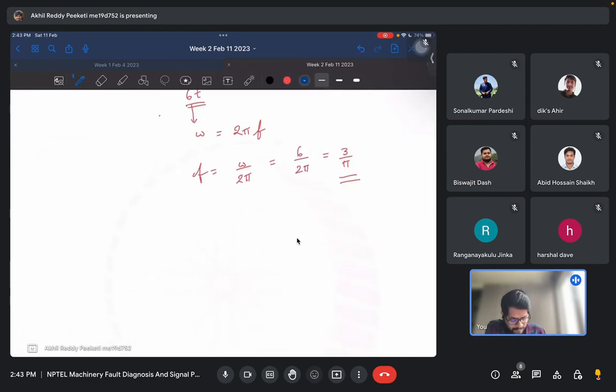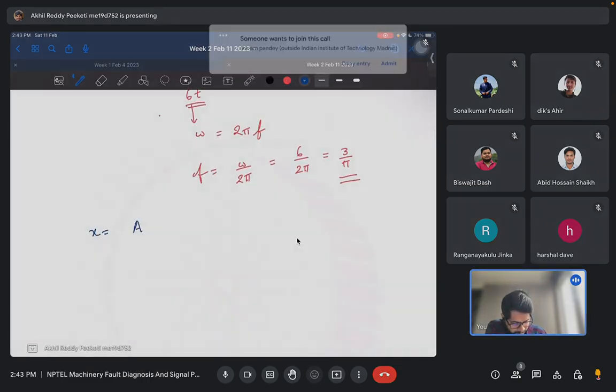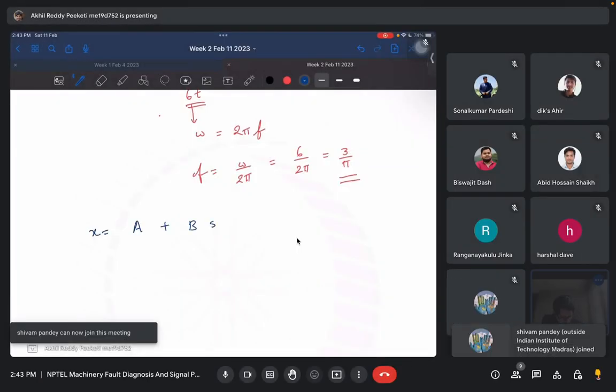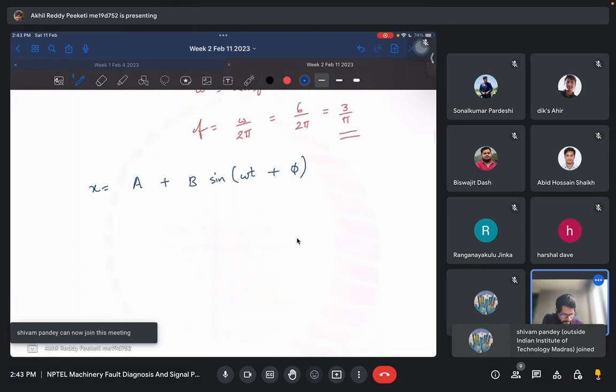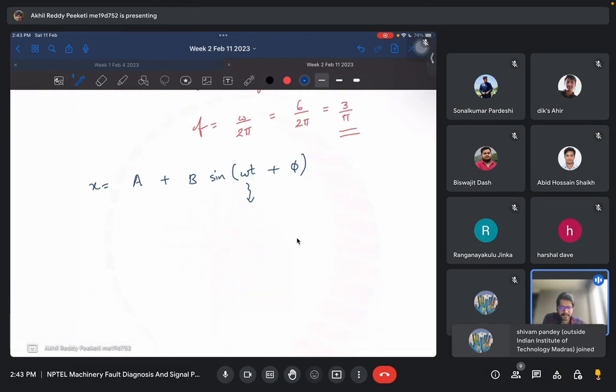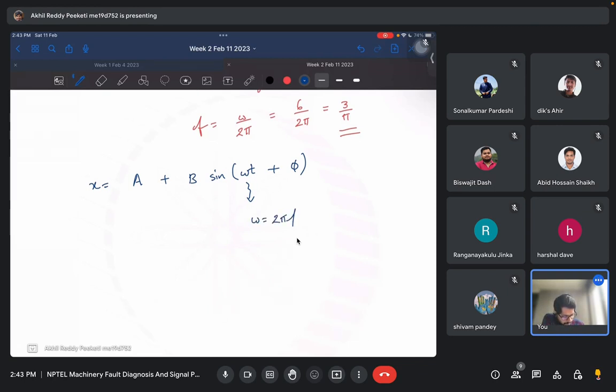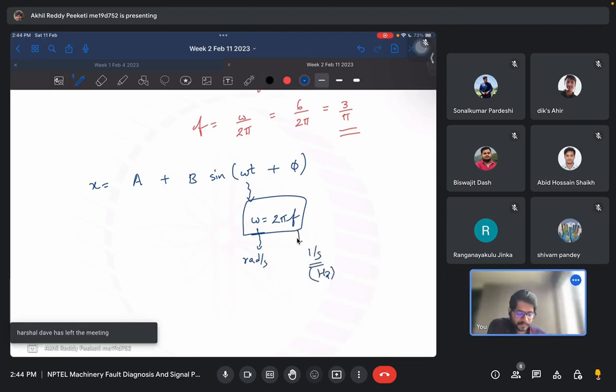So is this clear? So if you have a general sine wave, this would be the frequency in radians, and if you want the actual frequency, you need to convert the frequency in radians to the real frequency. Okay, so this is radians per second, and this would be 1 by second, hertz.